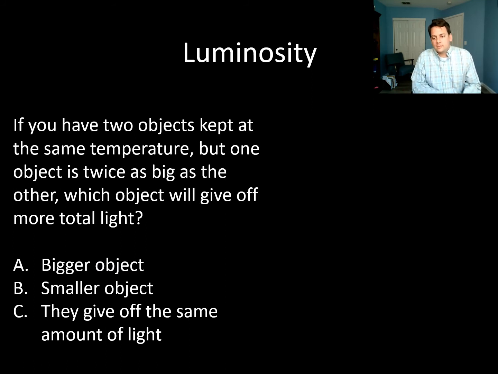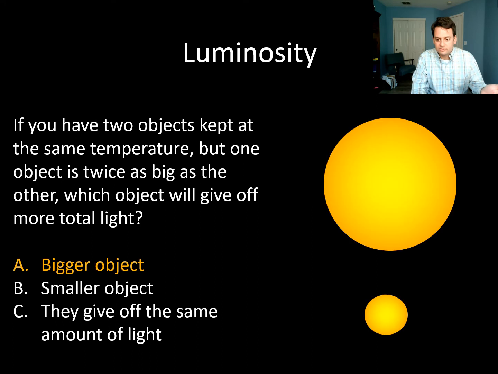So now let's look at the second example. Now we're going to have two objects that are at the same temperature, but one object is twice as big as the other. Okay, so which one do you think gives off the most total light? And again, I'll pause here for a few seconds. Okay, well, you probably got this one right too. It turns out the bigger object will give off more light.